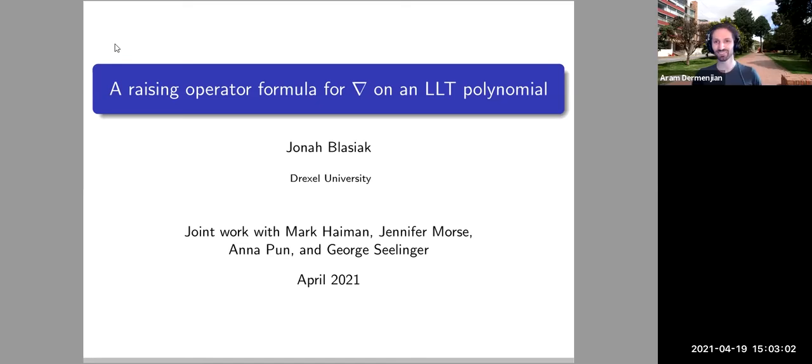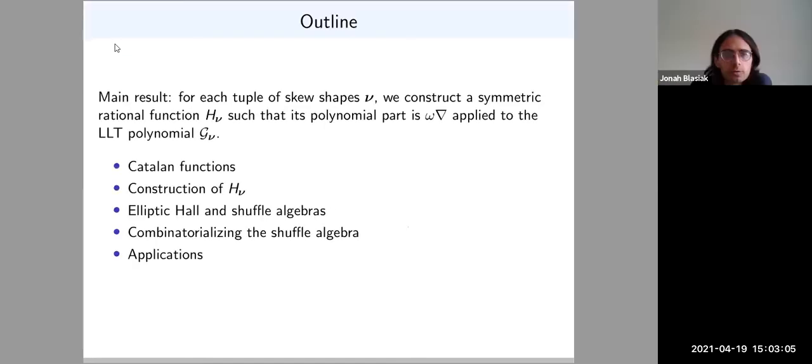Okay, so the main result that I want to tell you about today is a construction of certain symmetric rational functions, h nu, depending on a tuple of skew shapes nu. And these symmetric rational functions live in an algebra called the shuffle algebra. And they have the property that when you take their polynomial part, you get omega nabla applied to the corresponding LLT polynomial.